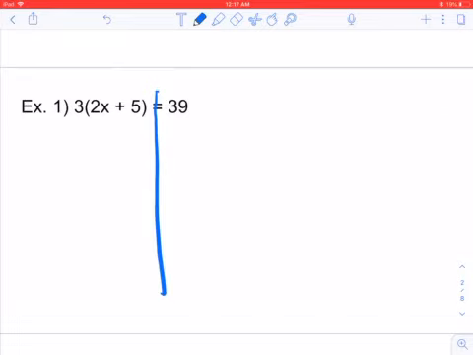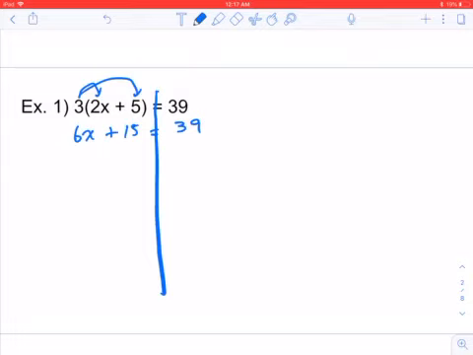So on the left, I notice we have parentheses, and I also notice the 3 is up against it. That means we can distribute. So 3 times 2x gives us 6x. 3 times 5 gives us 15, equals 39. Can't do anything with 39. We can't combine like terms.